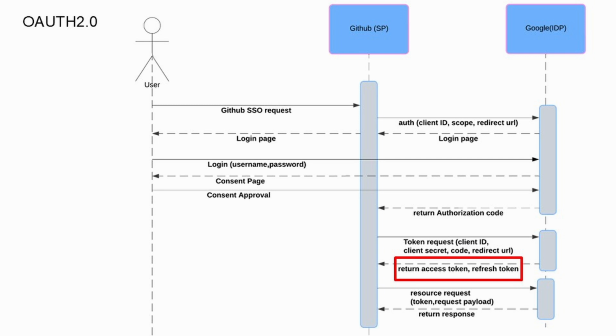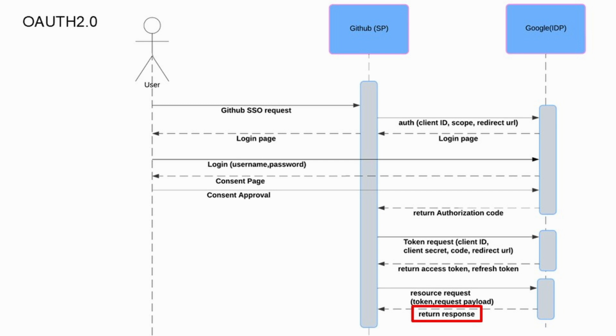Then once it has the access token, whatever GitHub wants to access, it can make a request for those resources using that access token. It's like it can enter the gym, enter the pool, whatever it wants to do, it can do using that access token, and the IDP will respond back. So this was the entire flow of how OAuth works. This is a basic flow.